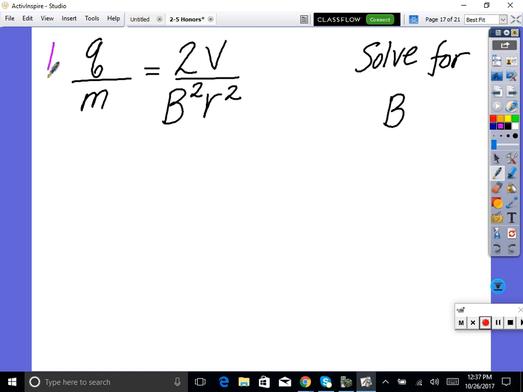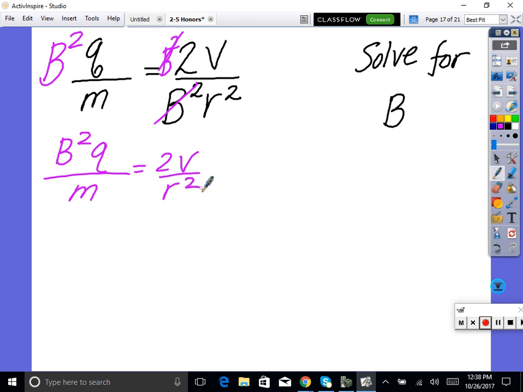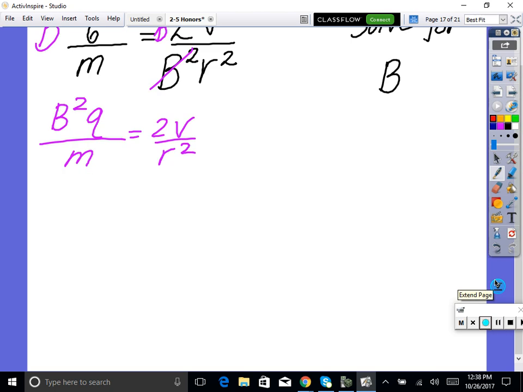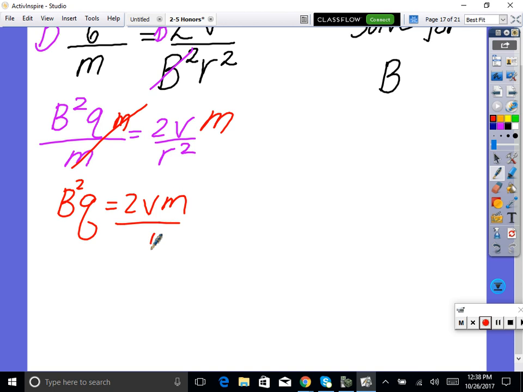So what would your first step be? Multiply by b squared, wouldn't it? That'd be my first step. So then from there, I rewrite it: b squared q over m equals 2v over r squared. What would be my next step to get b alone? Multiply by m. We're trying to get b squared alone, right? So multiply by m. Then I have b squared q equals 2vm over r squared. I'm seeing people do it totally different ways, which is great. Now, what would be my next step?